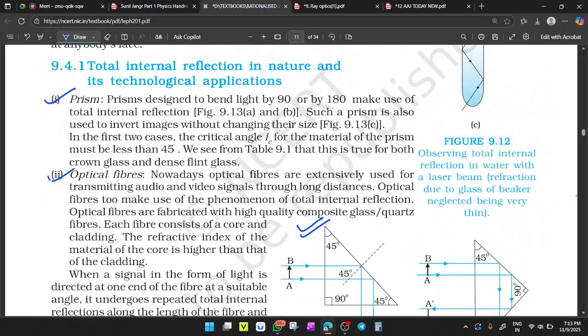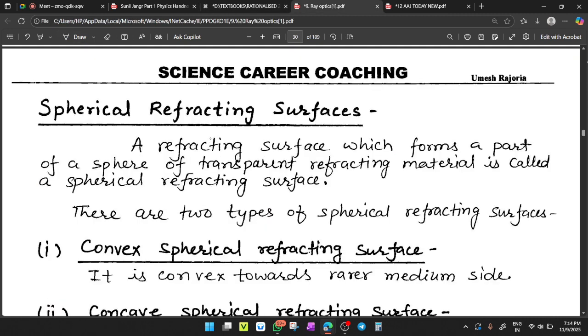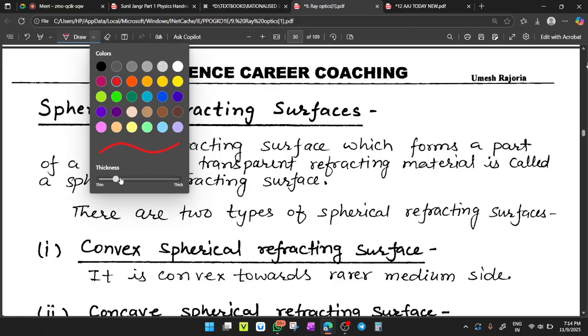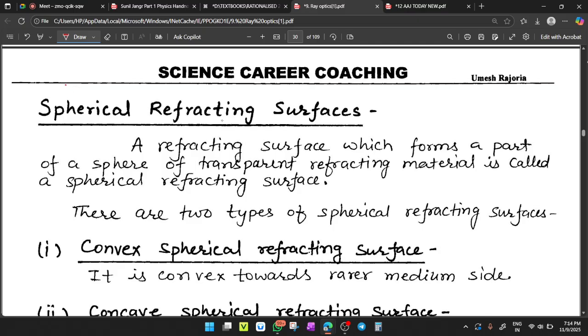These are called totally reflecting prisms. They bend the light by 90 degrees or 180 degrees by the use of total internal reflection. Okay, done. So, students, moving on to our next topic, the spherical refracting surface.